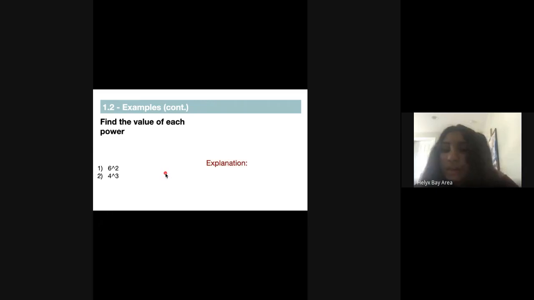Okay, so here's our explanation. 6 to the power of 2 is equal to 6 times 6, and 6 times 6 is 36. 4 to the power of 3 means that the base of 4 is multiplied by itself 3 times, which means 4 times 4 times 4. And 4 times 4 is 16, and 16 times 4 is equal to 64. This gives us our solutions of 36 and 64.